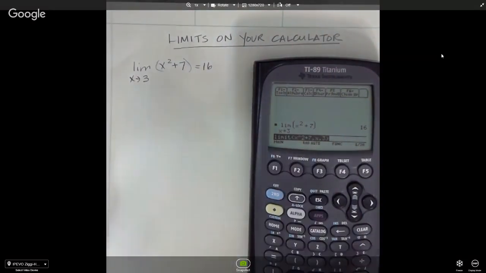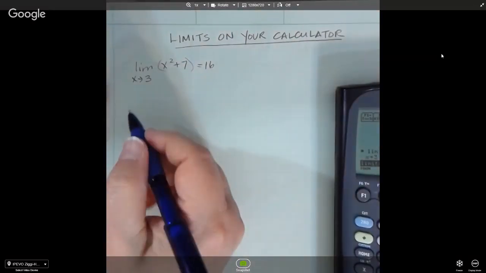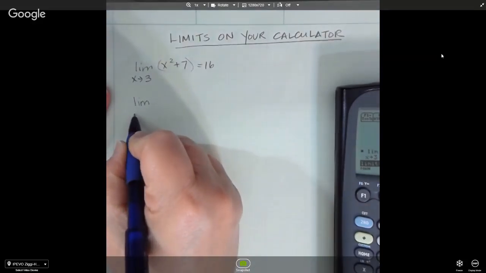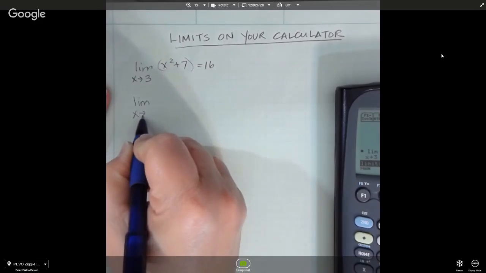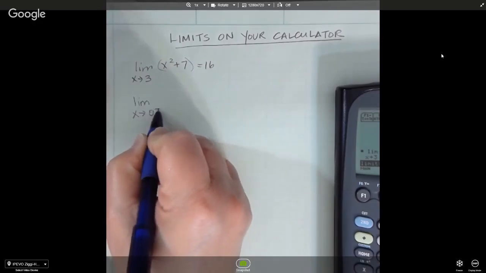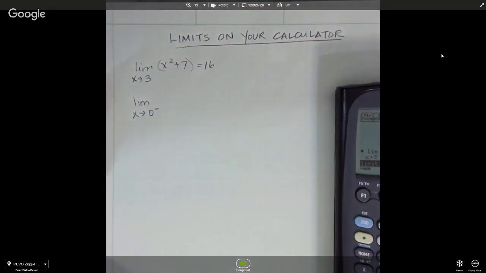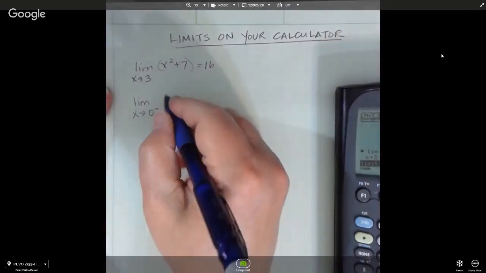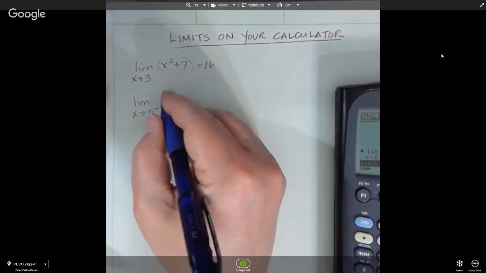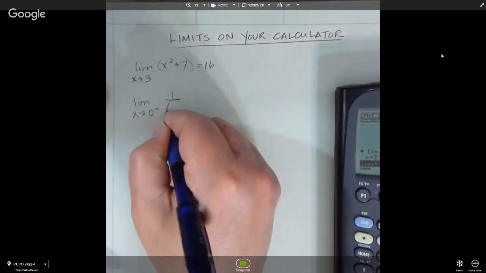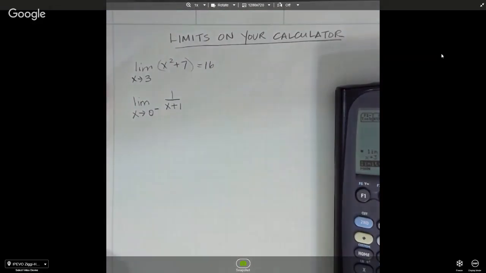Okay, now let's say we wanted to find the limit of a function as x approaches, let's say 0 from the left side, because sometimes we want to know what the limit of something is from the left or the right side. Okay, so let's try, I don't know, 1 over x plus 1. And we want to find out what the limit is from the left side of 0.